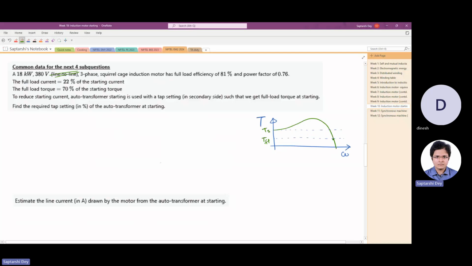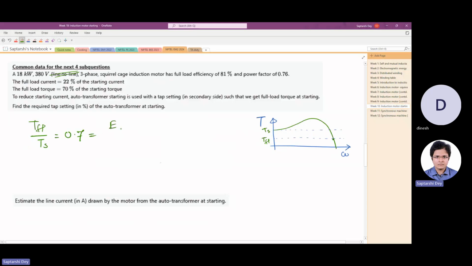Now, to reduce the starting current, autotransformer starting is used with a tap setting such that we get full load torque at starting. So basically, we are trying to get T_FL at starting. Naturally, we get T_S. Now we are trying to get T_FL. Now, full load torque is 0.7 times that of starting torque. So we want to reduce the torque by 0.7 times. So we have to reduce the voltage.